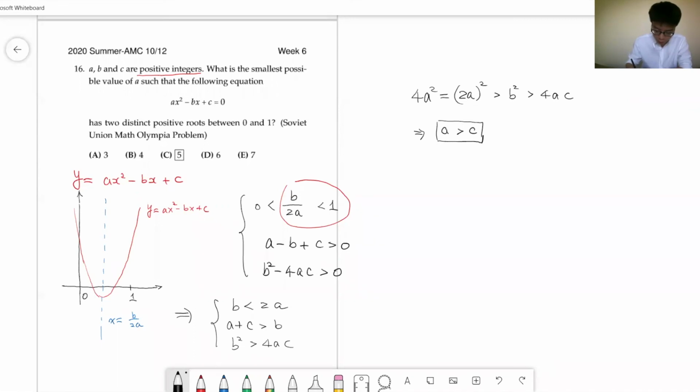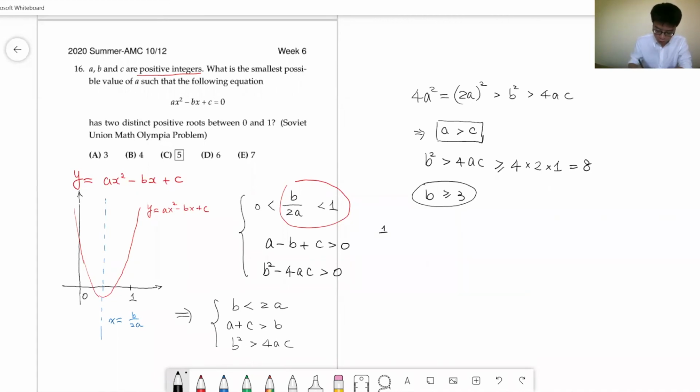All right, then we can find some condition for b. b squared is larger than 4ac, and because a is at least 2 and c is at least 1, this is 8. So b squared is larger than 8. That means b squared is at least 9 because b is an integer. Then b is larger or equal to 3. Okay, let's discuss the value of b and see if there exist some a and c satisfying everything.